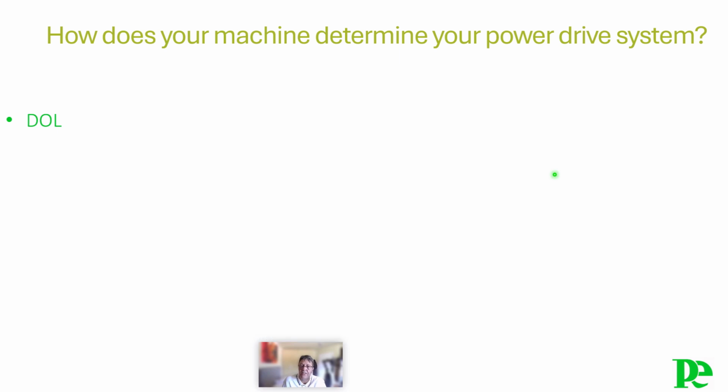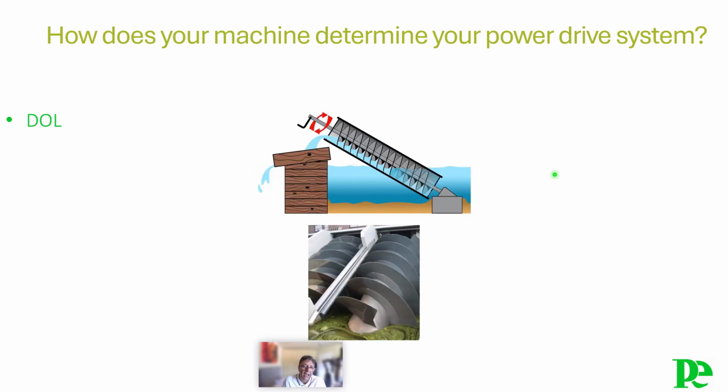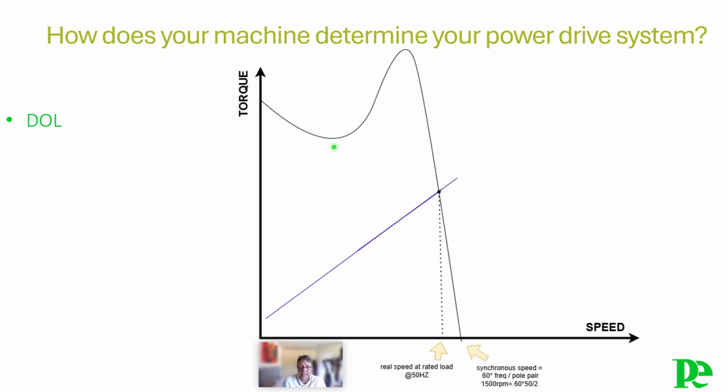Let's connect this asynchronous motor to a machine, and as an example we take the Archimedean screw. When it is turned, it will lift the water, and this results in a load torque that increases linearly with the speed. We find the actual operating point at the intersection of the two curves. This stable operating point is characterized by the balance between load and motor torque, resulting in a constant speed.